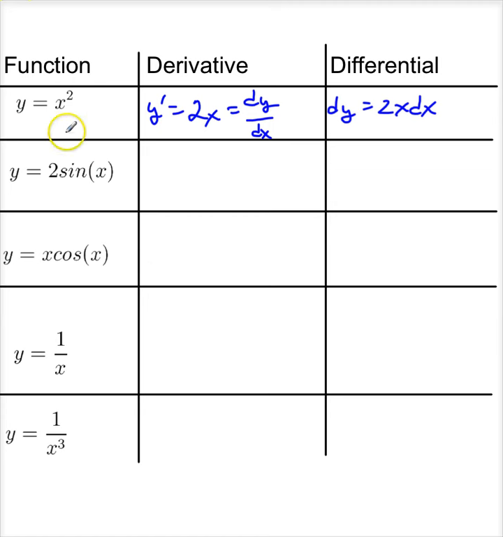Suppose I have the function y is 2 sine of x. dy dx is 2 cosine of x. But the differential of y is dy is 2 cosine x dx.